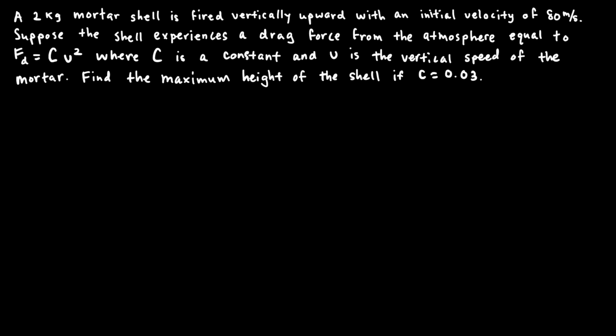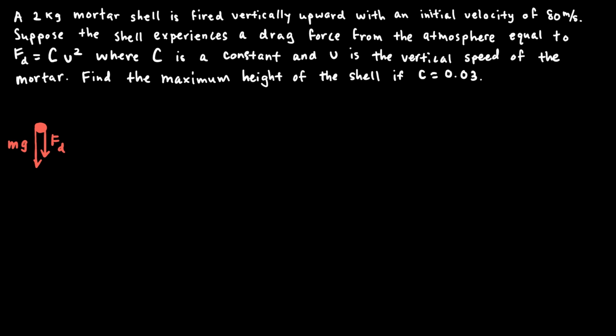The first thing I'd like to do is draw a free body diagram for this mortar. I know that the mortar experiences two forces as it moves through the air. One of those forces is the weight, and I'll just label that force vector mg, where m is that 2 kilogram mass of the mortar shell. And the other force that the mortar experiences is that drag force. And I happen to know that that drag force points downward, and I'll label that Fd.